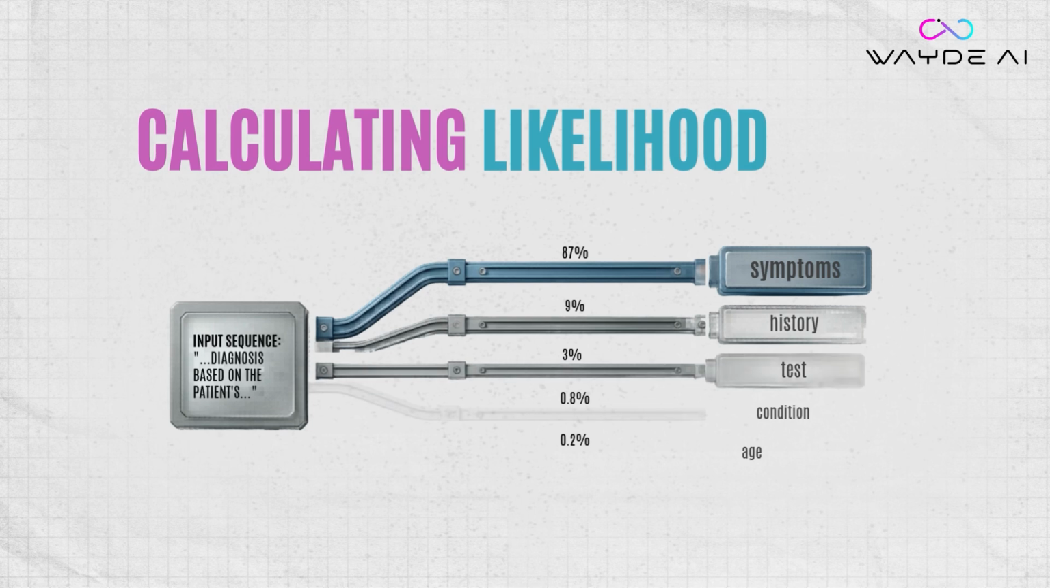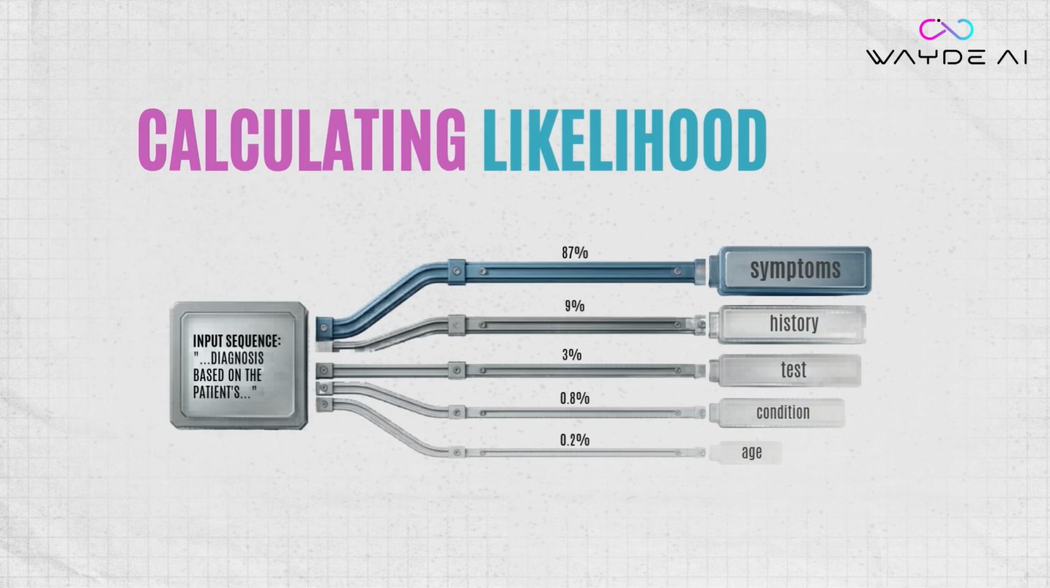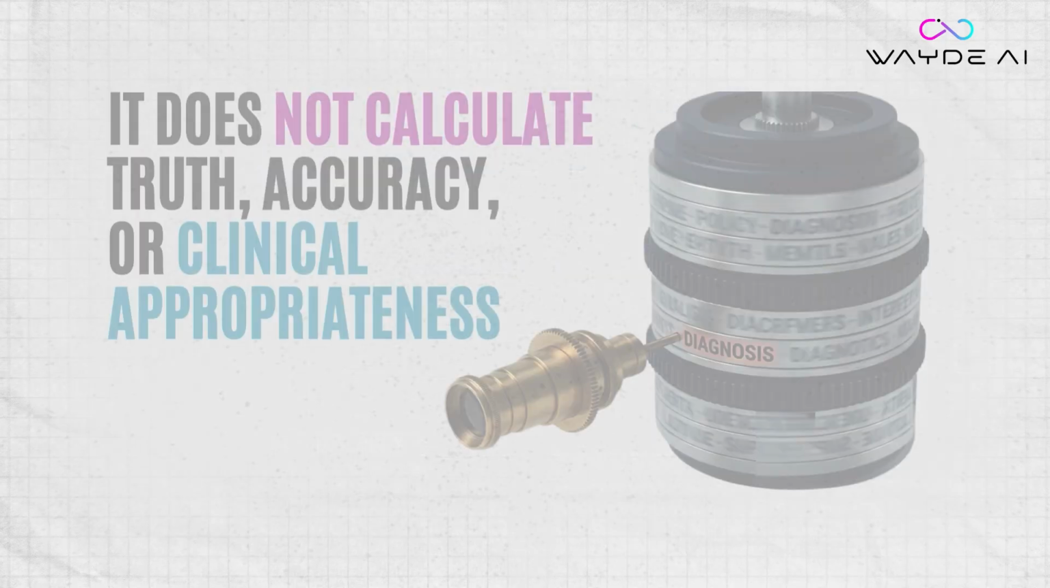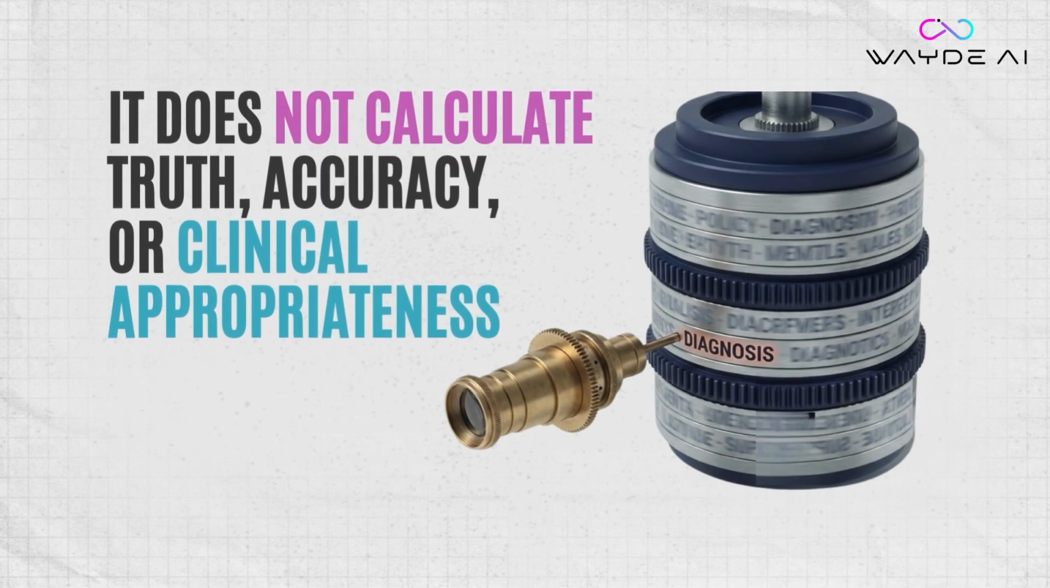After processing your input, the model does something very specific. It calculates the probability of every possible next word, and these systems can work with vocabularies of tens of thousands of words and word fragments. It then selects the word that is statistically most likely to come next, given everything it has just processed. Now, notice what the model is doing here. It is calculating likelihood, not truth, not accuracy, not clinical appropriateness.